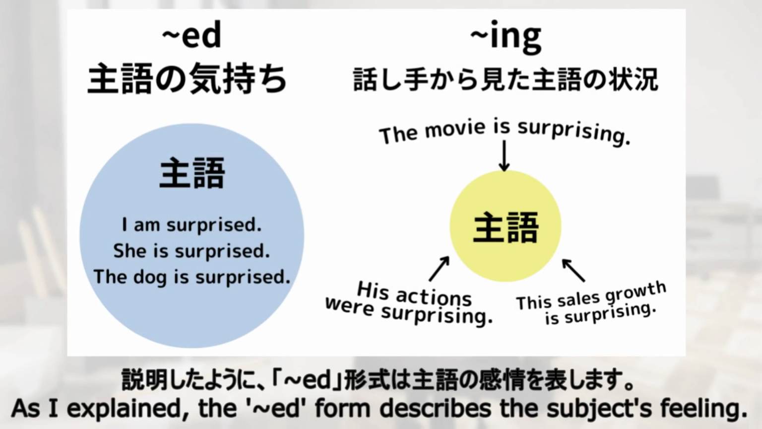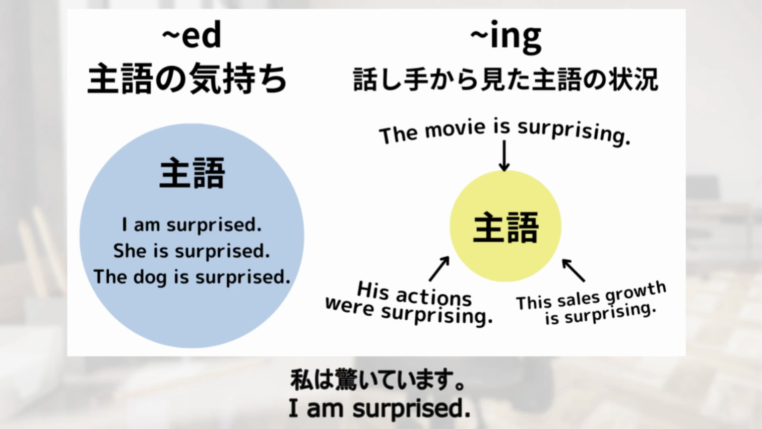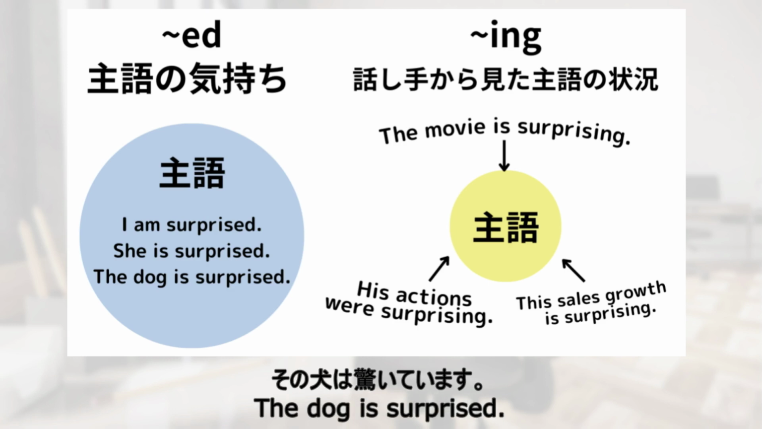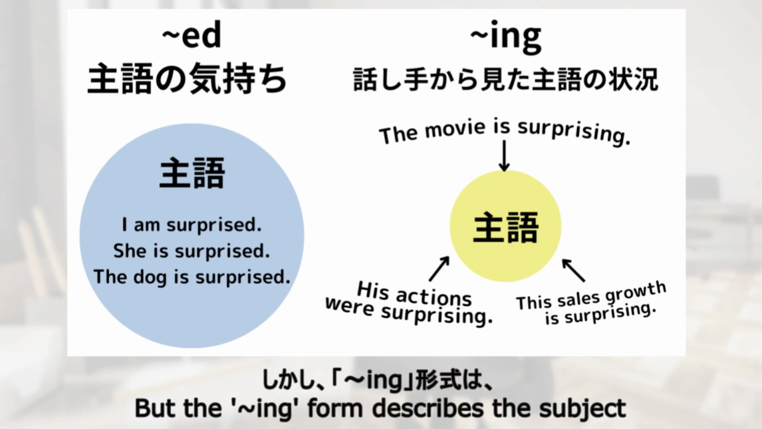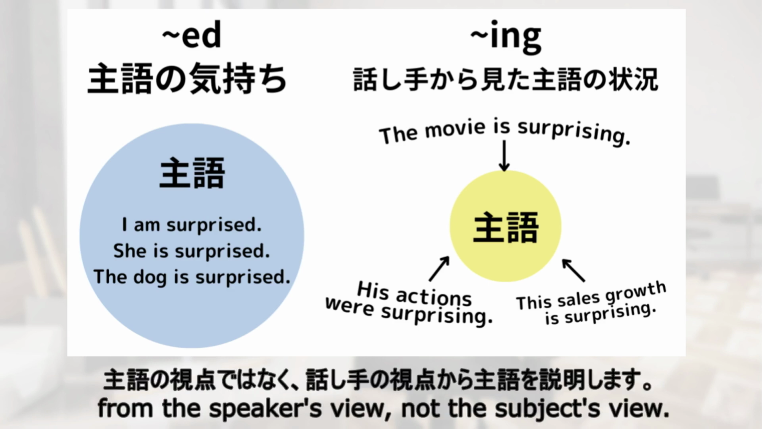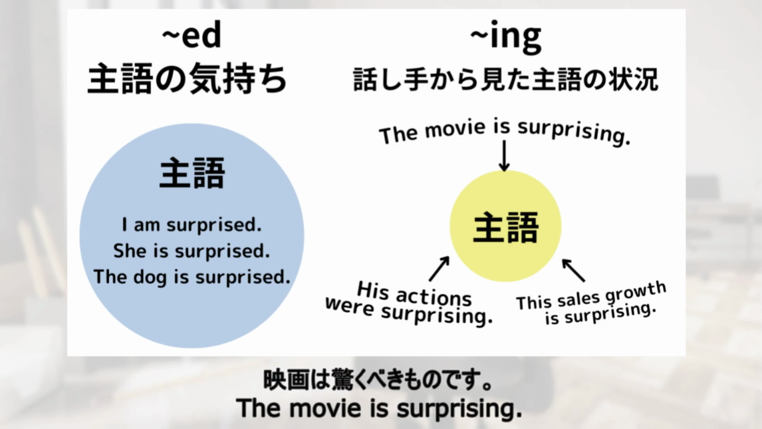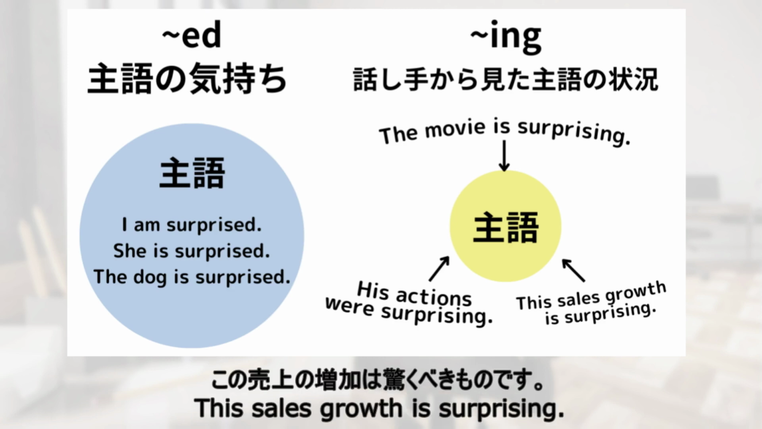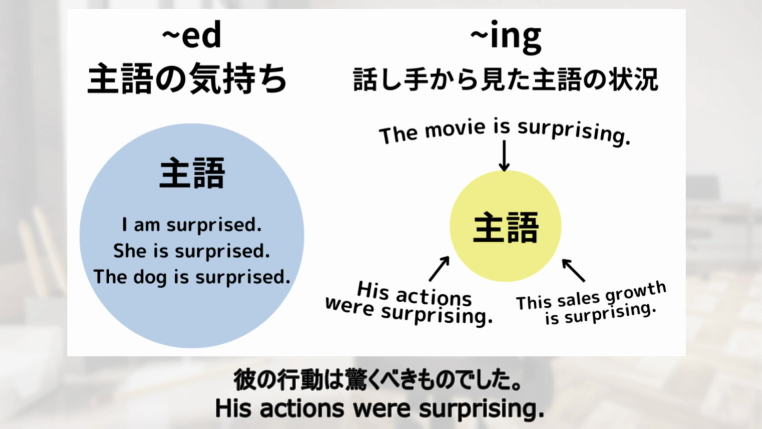Look at these diagrams. As I explained, the ed form describes the subject's feeling. I'm surprised. She's surprised. The dog is surprised. But the ing form describes the subject from the speaker's view, not the subject's view. The movie is surprising. The sales growth is surprising. His actions were surprising.